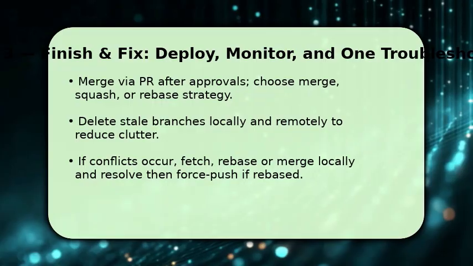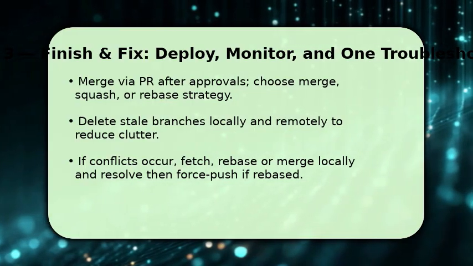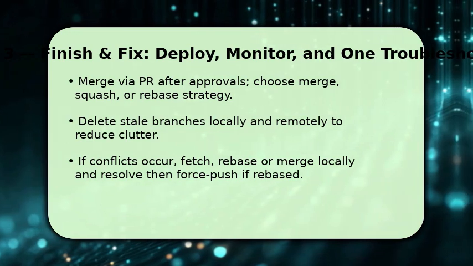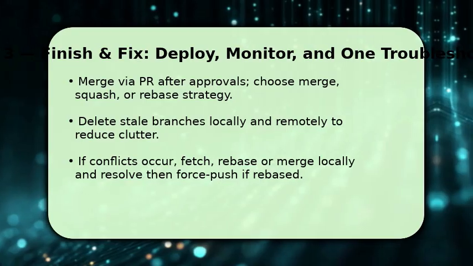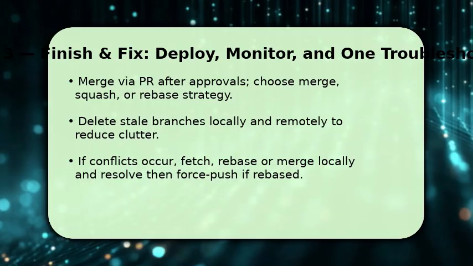To finish the task, merge your pull request after approvals and pass checks. Choose merge, squash, or rebase based on project rules because each affects history differently. Once merged, delete the feature branch both remotely and locally to keep the repo tidy.